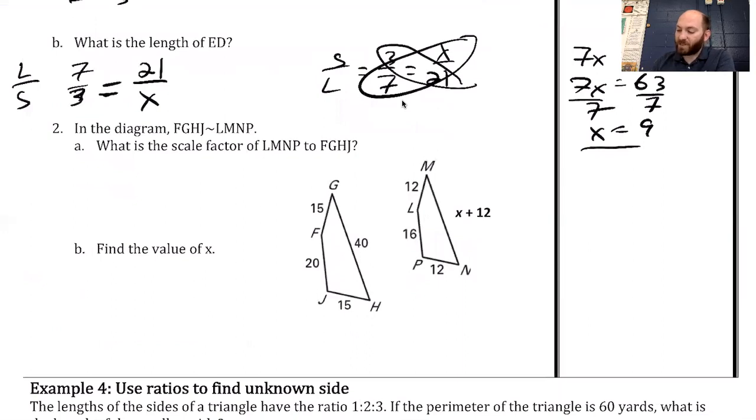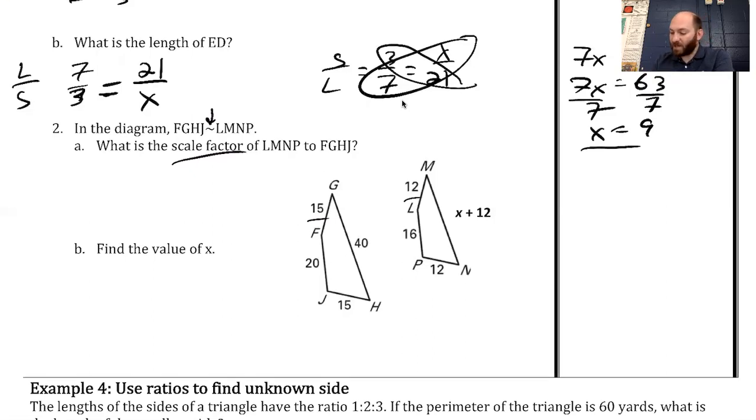Okay, in the diagram, what is the scale factor of LMNP to FGHJ? Again, scale factor, just compare two corresponding sides. Doesn't matter. As long as they're similar, which I'm saying right here, then it does not matter what I pick. So I'm going to pick 15 and 12.